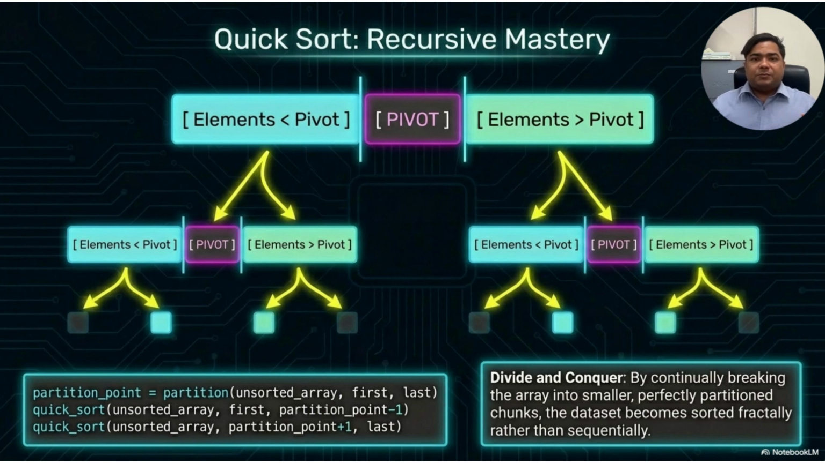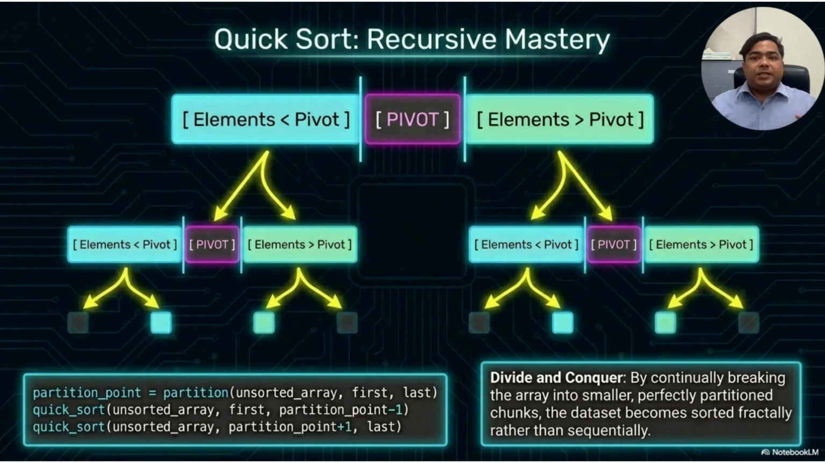Each smaller chunk is partitioned again. Then each even smaller chunk is partitioned again. Eventually, the chunks become so small that they are already sorted. The slide describes this as divide and conquer. Instead of sorting the whole list sequentially, quicksort divides the problem into smaller parts and solves them recursively. That is why quicksort is usually much faster than bubble sort, insertion sort, and selection sort for large datasets.